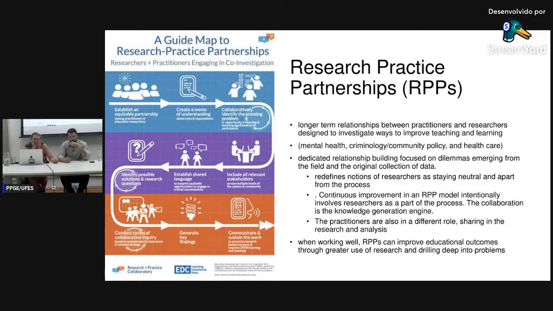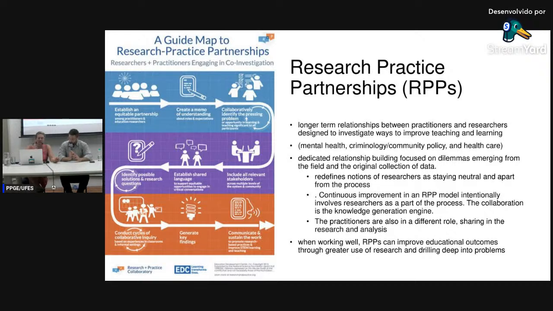But it redefines the notion of researchers: they shouldn't be neutral or apart from the process, but researchers should be a part of the design of the reform and really working side by side with practitioners to think about how they want to improve education. So researchers would not function as neutral people in the research. In fact, they will function as people included in the process, to participate in the design of these school reforms that are intended.